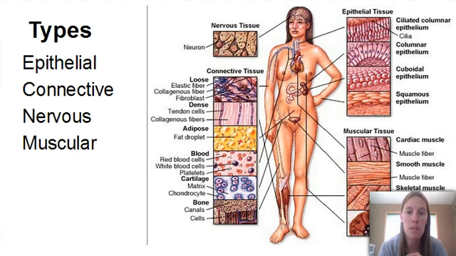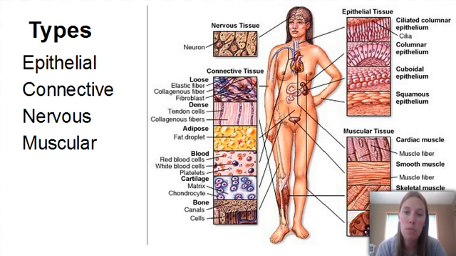Hi, this is going to be our body tissue lecture. Tissues are really a group of cells that are specialized in, or working together in, a similar structure and function. They are very specialized, and we basically have four main types of tissue within our bodies.